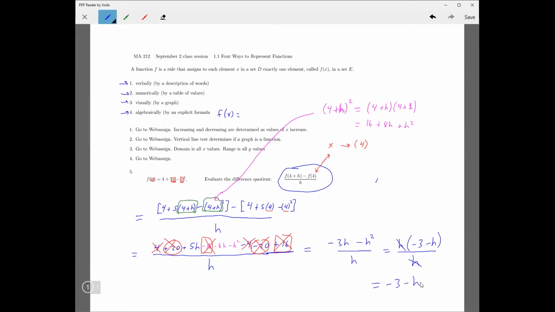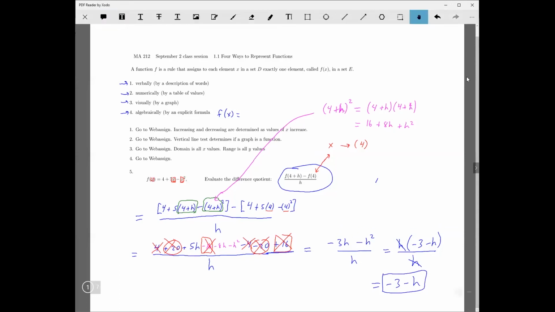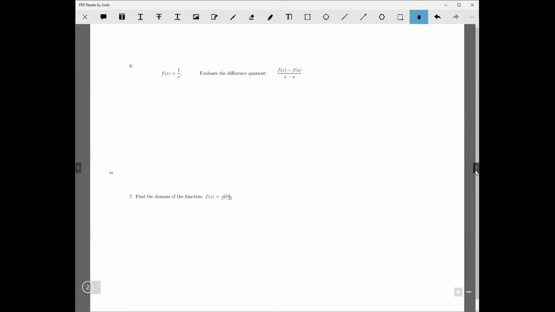So let's see here. Go ahead and put that in WebAssign and see if that works. Okay, so I got that, mine worked. So negative 3 minus h is the final answer. Here's another one evaluating the difference quotient, kind of just doing the same thing that we just did. We'll skip that one because we're really low on time.